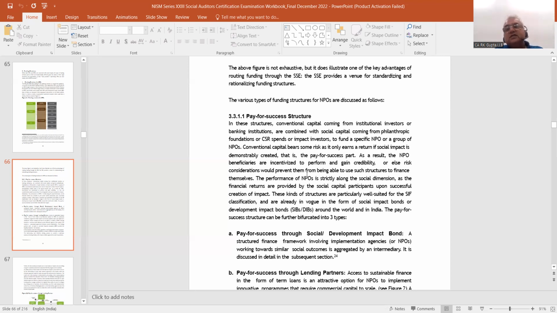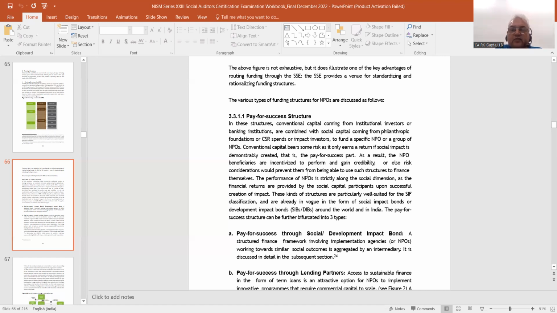So in these structures, the conventional capital coming from institutional investors or banking institutions is combined with social capital coming from philanthropic foundations or CSR spends or impact investors to fund a specific NPO or a group of NPOs. So even NPOs may be aggregated. Conventional capital bears some risk as it only earns a return if social impact is demonstrably created, that is the pay for success part.